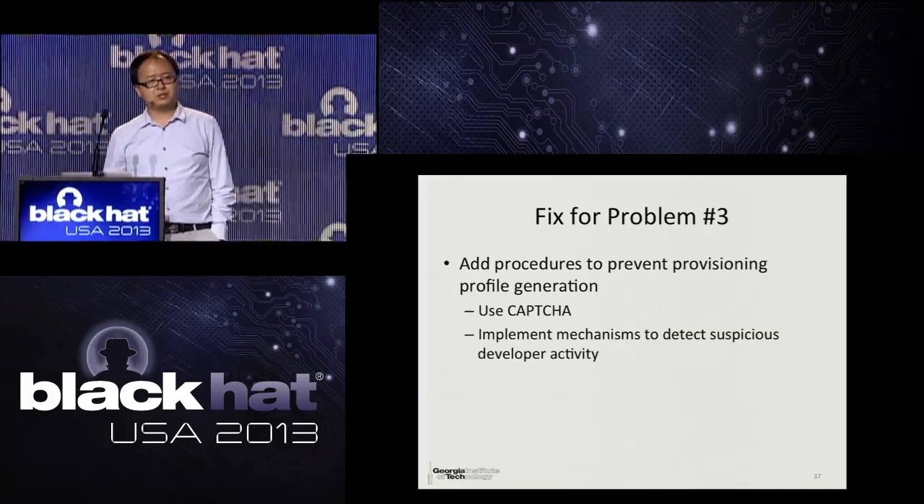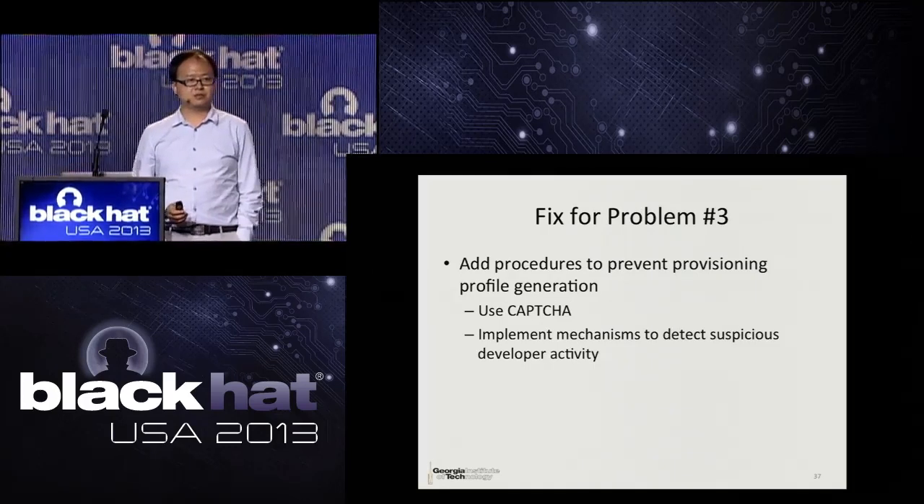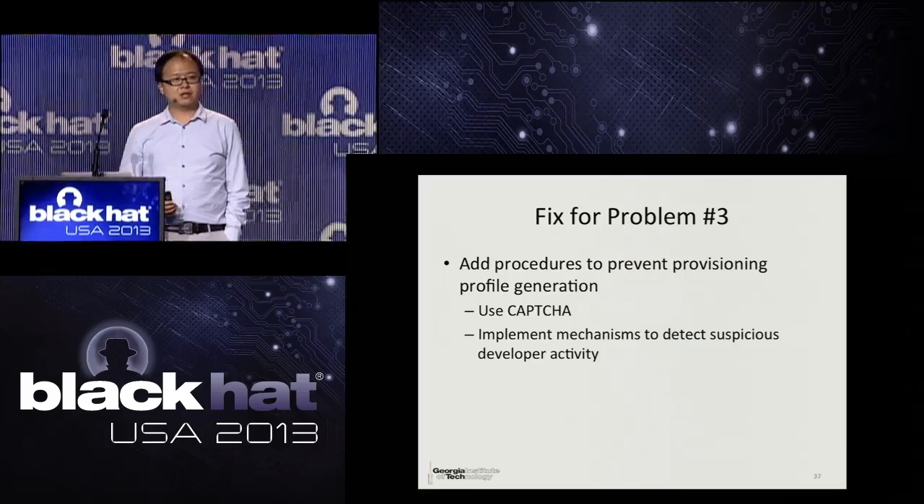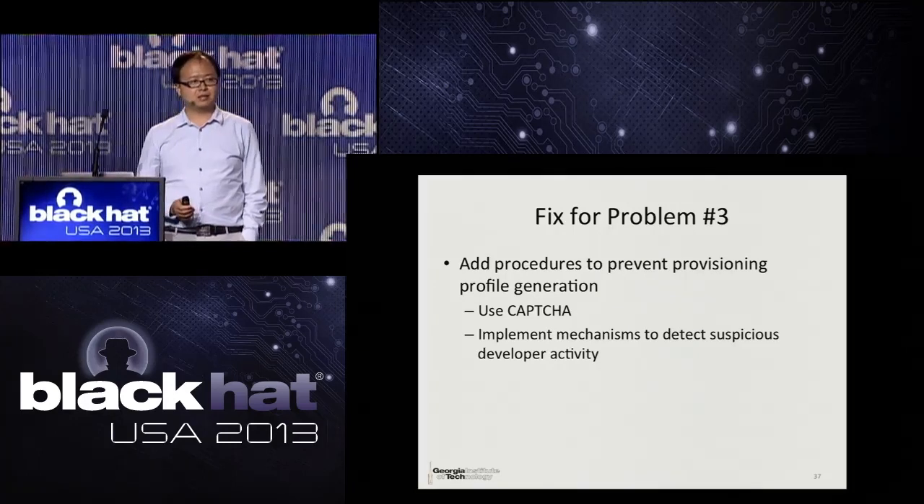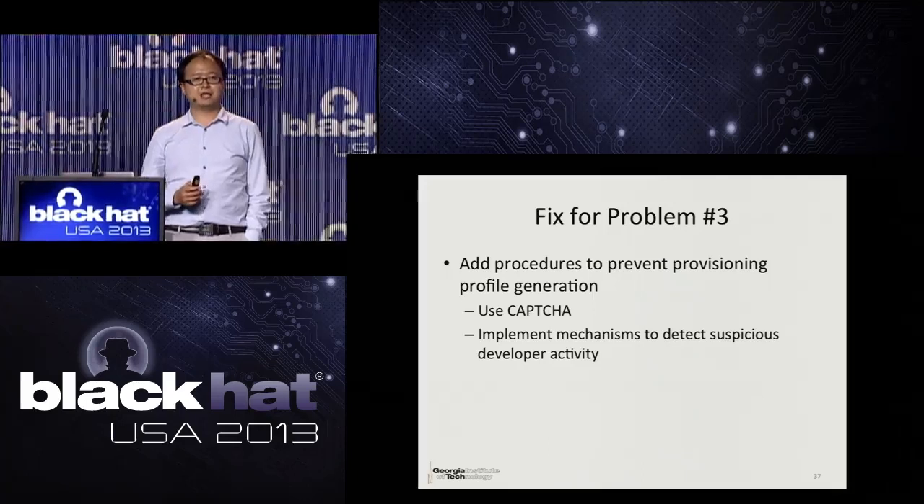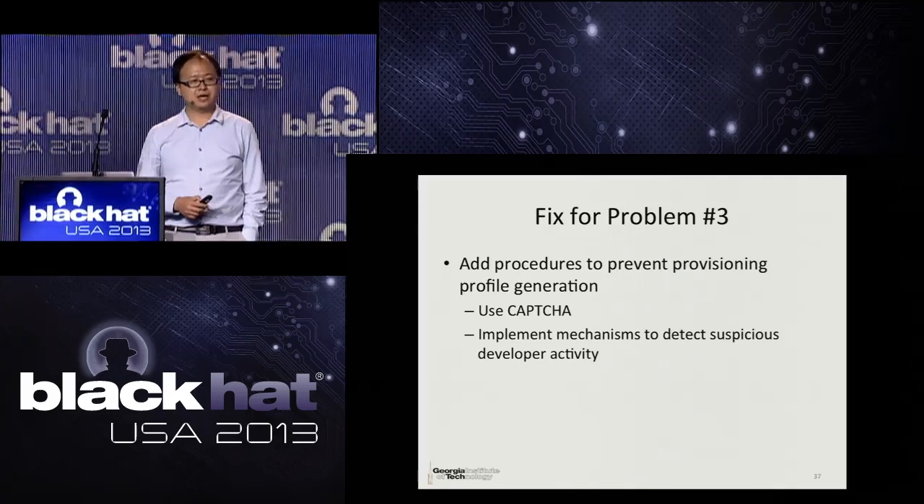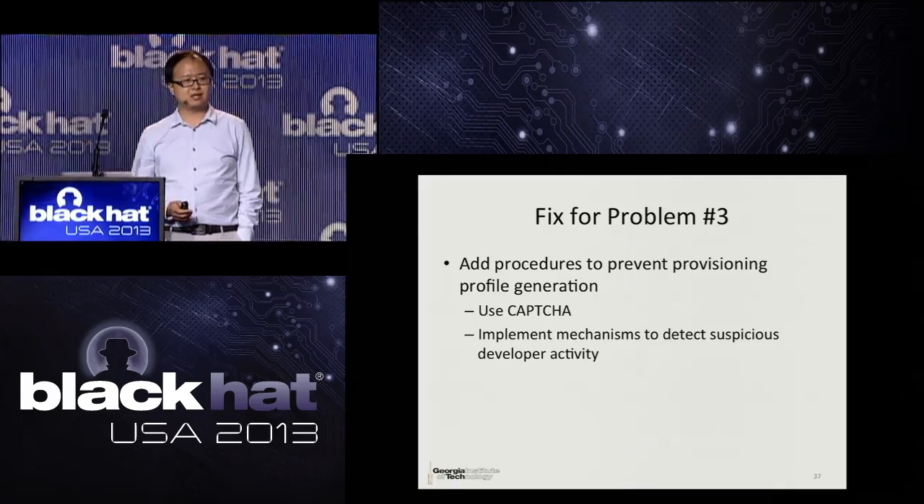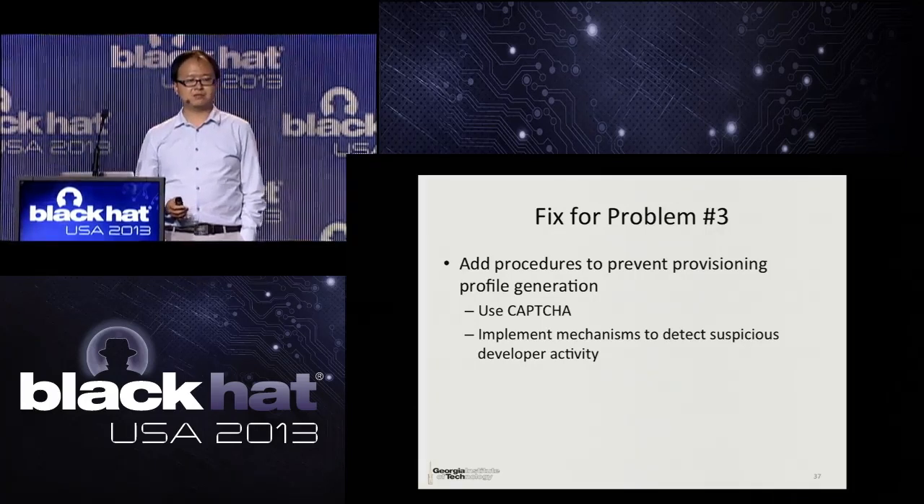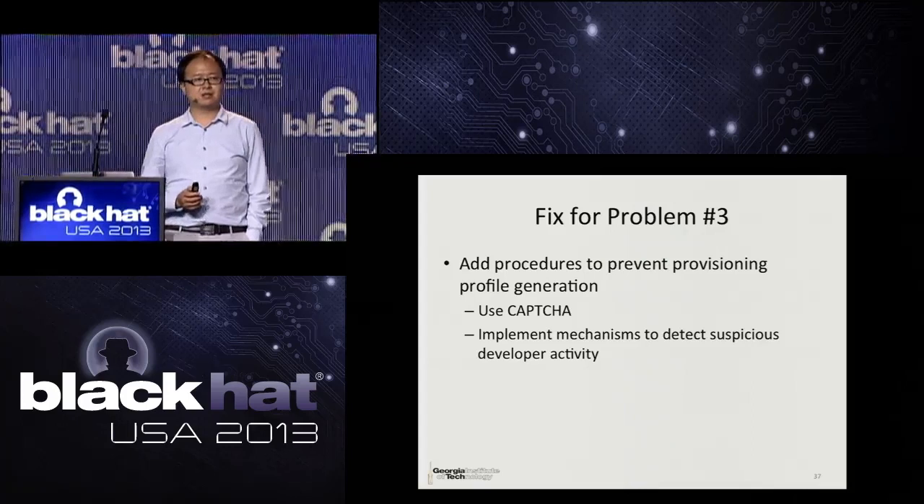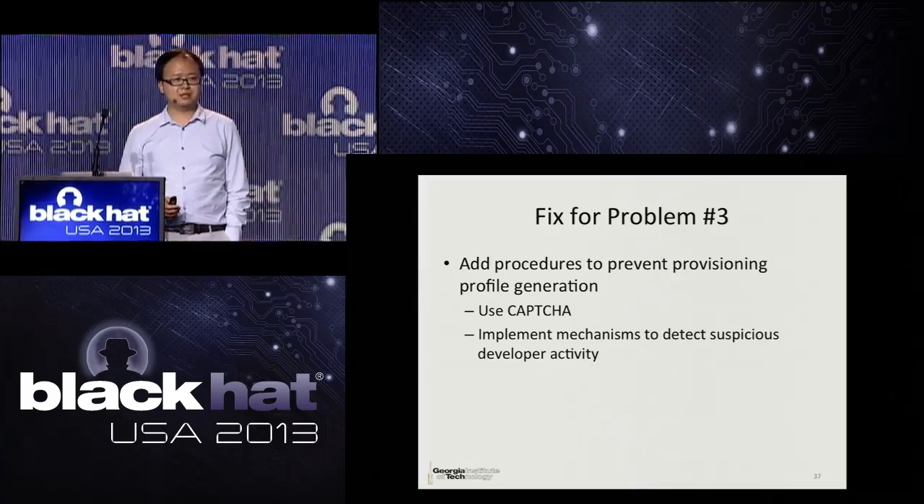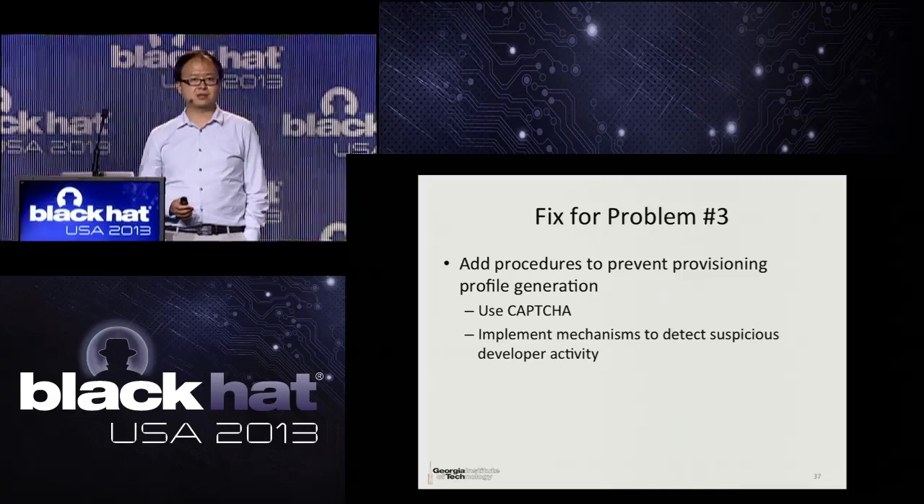So to fix this problem, we suggest adding additional procedures to stop this kind of abuse. For example, a CAPTCHA can be added to stop automatic provisioning profile generation, and a better abnormal detection mechanism can be deployed to detect suspicious behavior, such as adding a large amount of UDIDs to a provisioning profile. Although this cannot prevent targeted attacks, we think it can be helpful to stop large-scale malware infection.